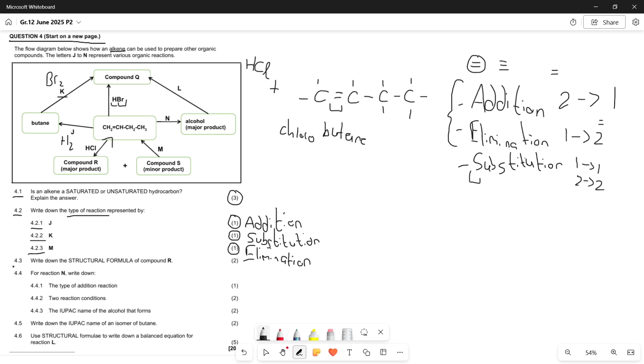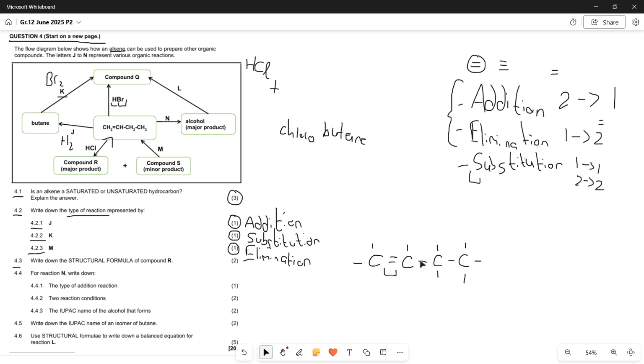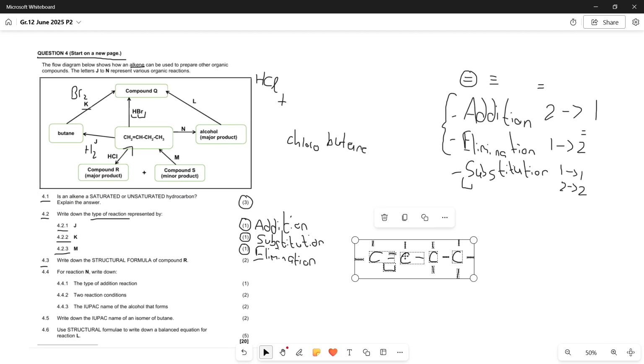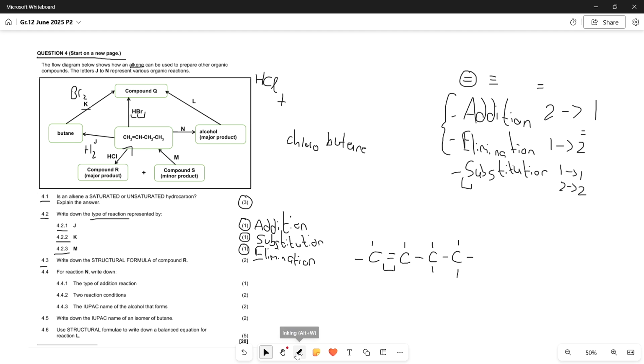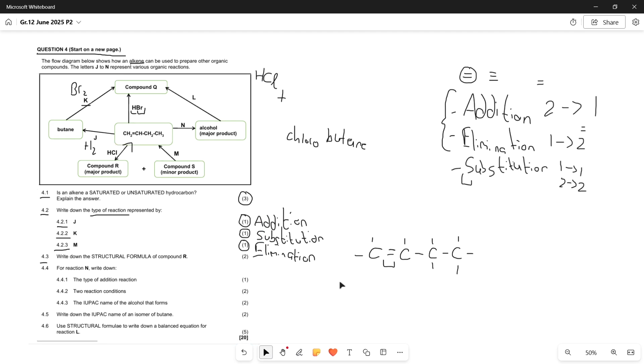Okay, cool. And then 4.3 over here says write down the structural formula of compound R. So compound R, as we were talking about, is the major product that we were referring to in our previous explanation. Once again, we'll just do it quickly. We were dealing with our alkene over here, but as we were talking about, the fact that we are adding an HCl means this double bond has to break, and we now have to add the H over here and the Cl over here on the second. And we don't add the Cl on the 1 because that is far less common.